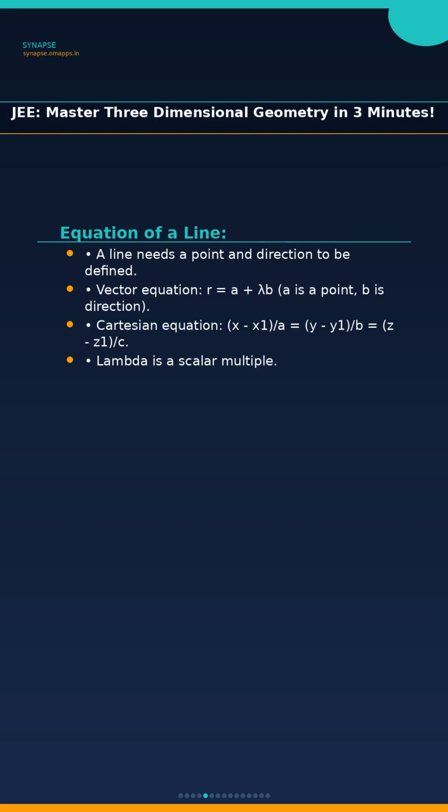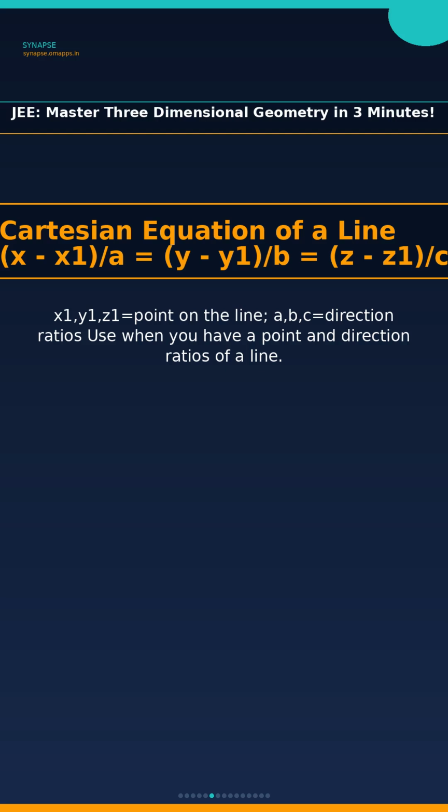The vector equation looks like this, r equals a plus lambda times b, where a is a point on the line and b is the direction vector. From this vector equation, we can derive the Cartesian equation. Here's a key formula you absolutely need to know.